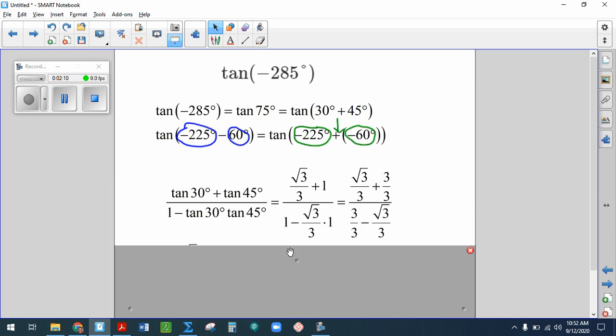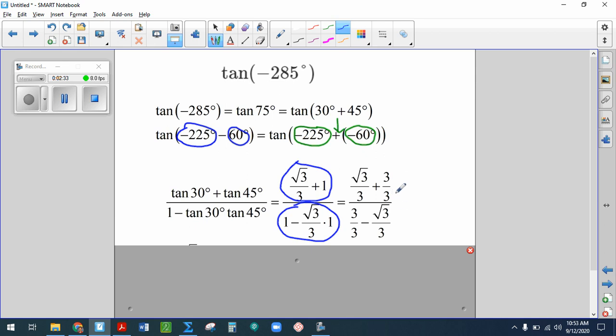30 plus 45, I know both of those. So tangent 30 is 1 over root 3, but I simplified it because I knew I'd be working with the radicals. And then tangent 45 is 1. So we have tangent 30 plus tangent 45 right there, and then 1 minus tangent 30 times tangent 45. Then I just got common denominators.